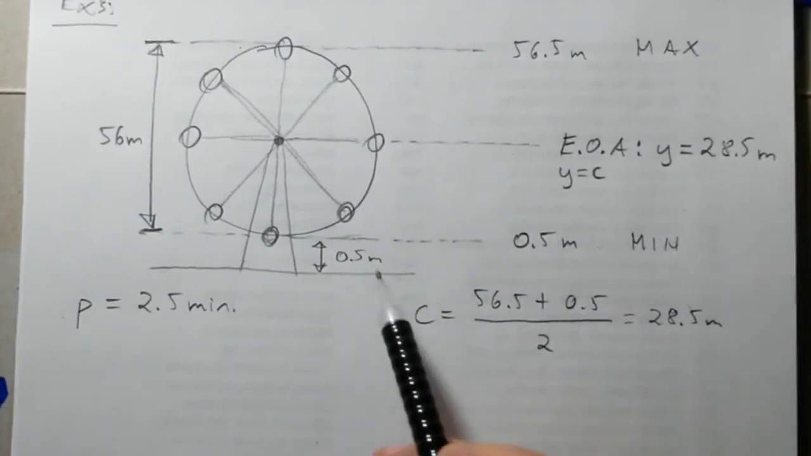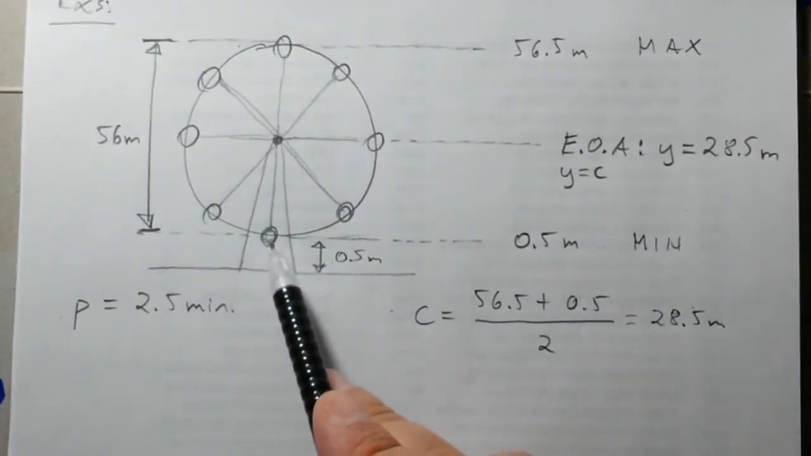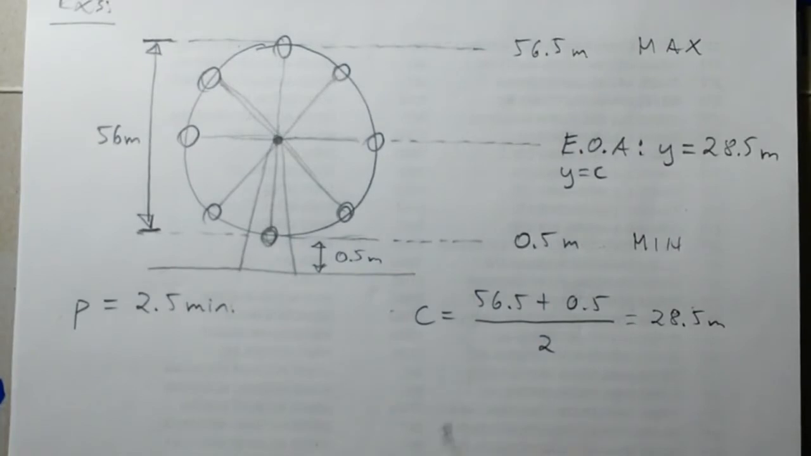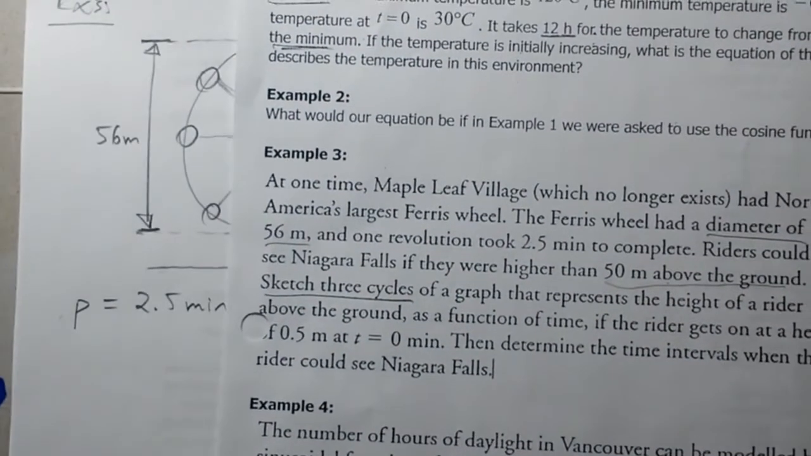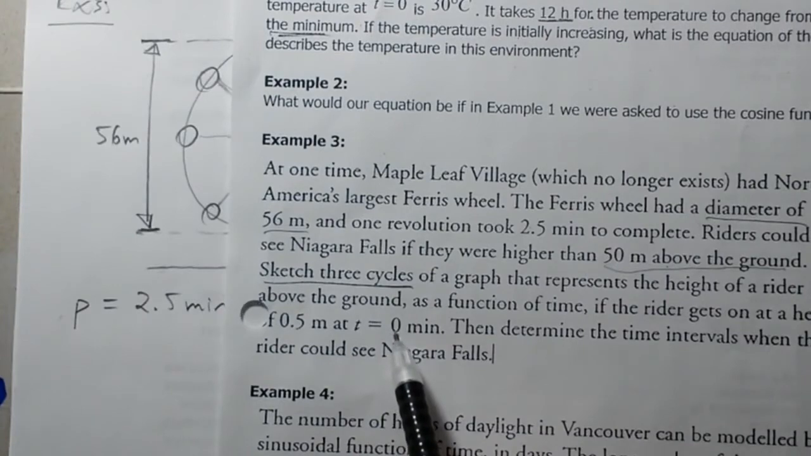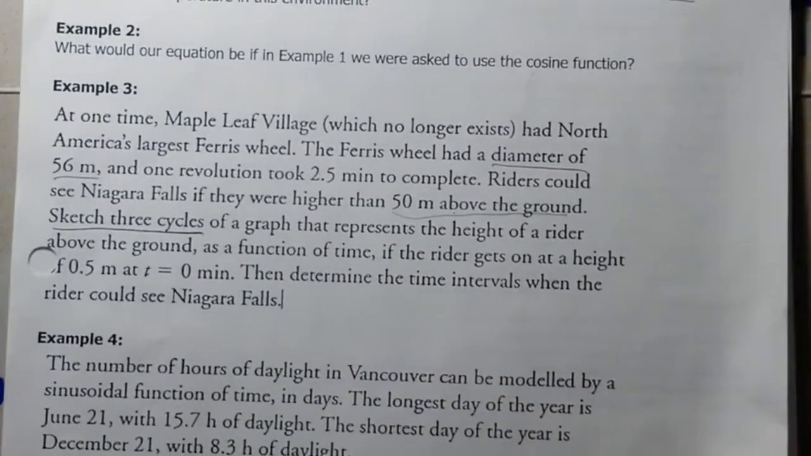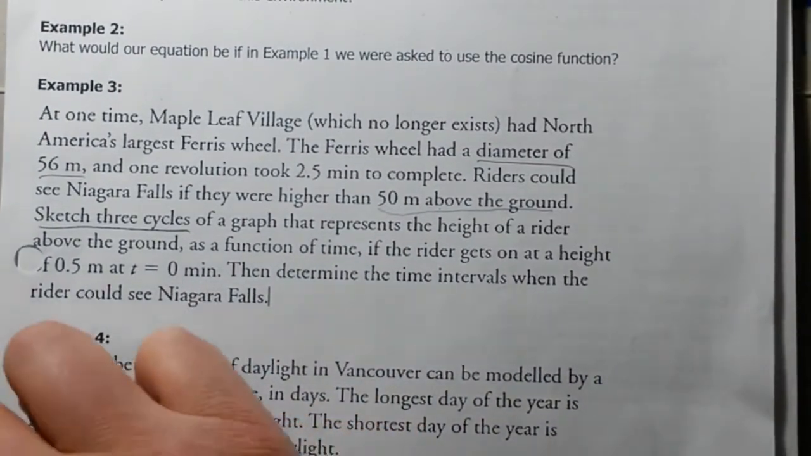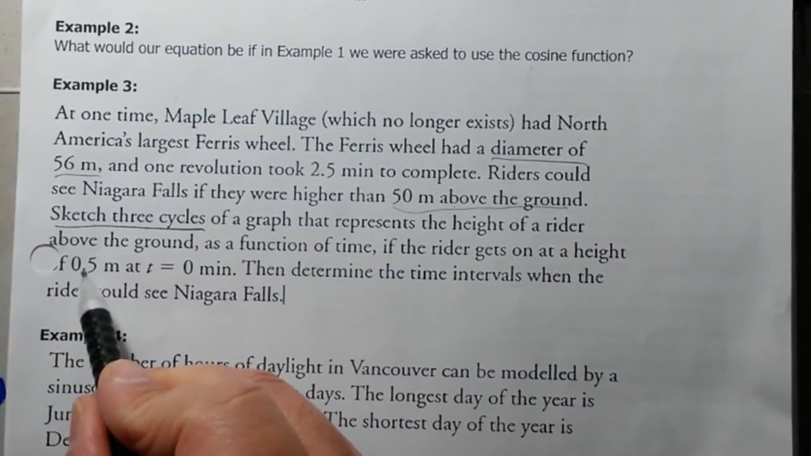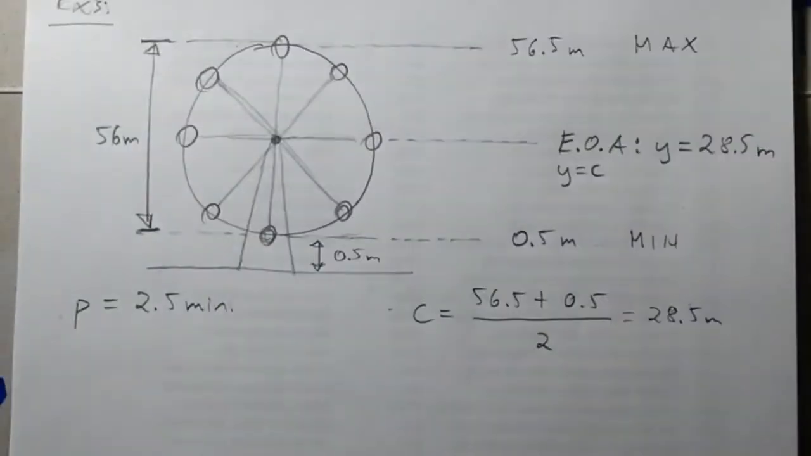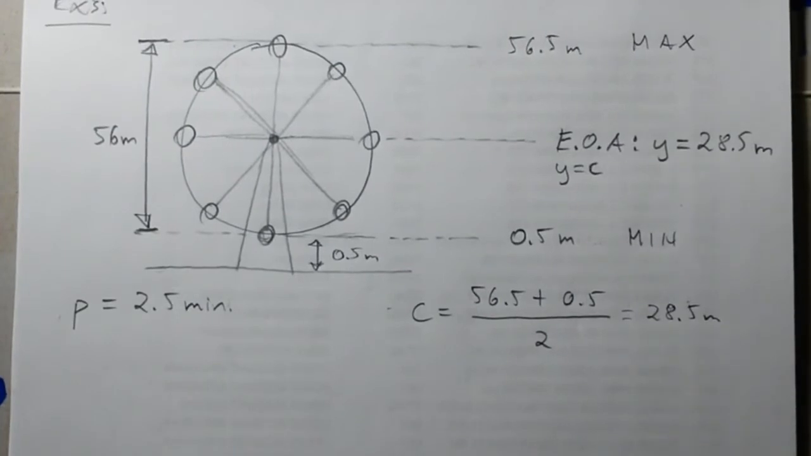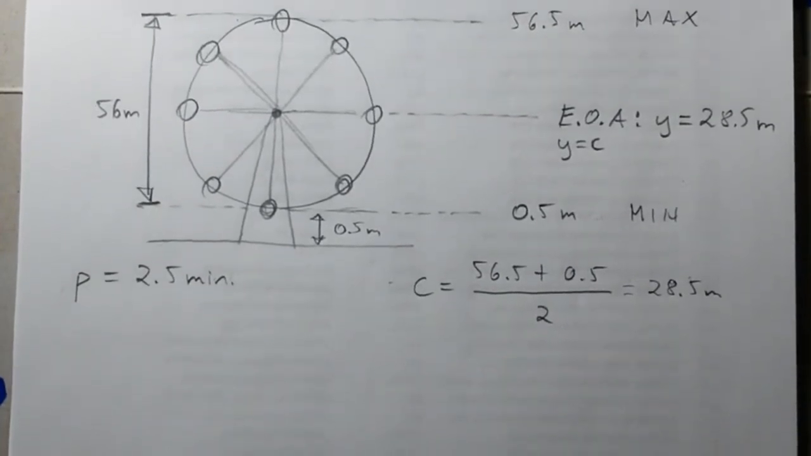Now, there is one essential thing, and this is what I mentioned that it is important. The rider is getting on at 0.5 meters at the bottom. When time is equal to 0, you guys can see this here. When time is equal to 0, the rider is getting on at the lowest point. Okay, so think about the 4 basic trigonometric functions.